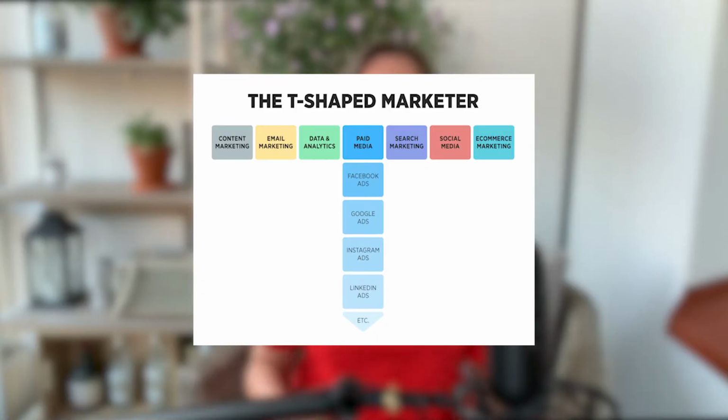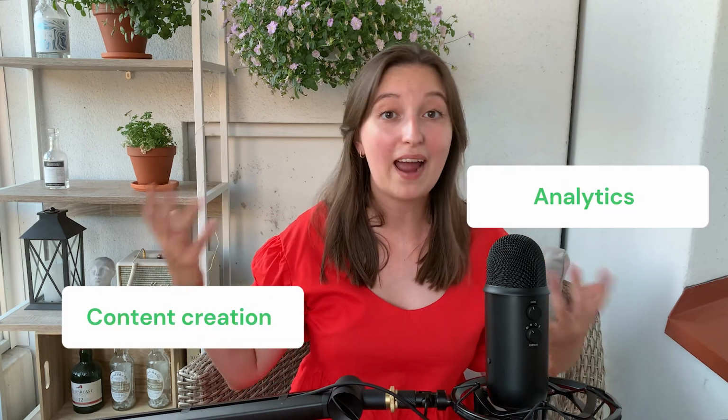Let's talk about the skills that any growth marketer would need. So growth marketers are typically so-called T-shaped marketers, which is simply a fancy word for a marketing generalist. Preferably, you should be good at least in 2 to 3 areas of marketing. It could be content creation or analytics.